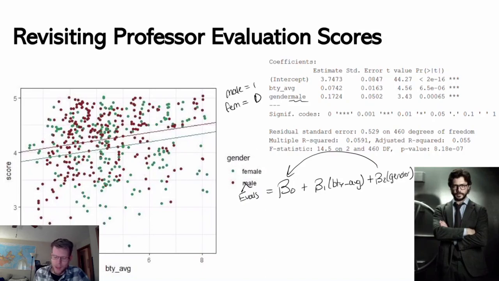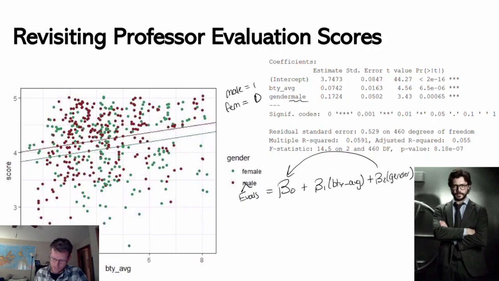So when the professor is male, beta 2 is going to be what gets added to the intercept, so it adjusts that intercept. When x sub 2 equals 0, when gender is female, then this term goes away, and the intercept just stays as it is. So this helps us decide if there's a constant difference, a constant addition, based on a gender effect.